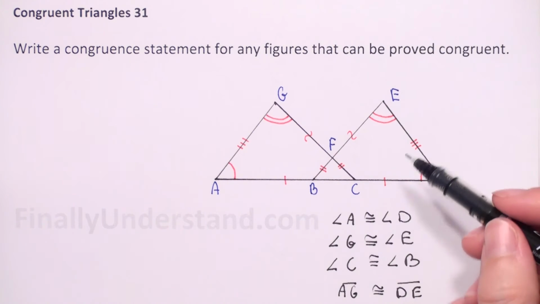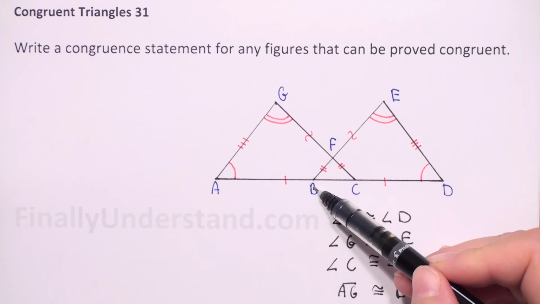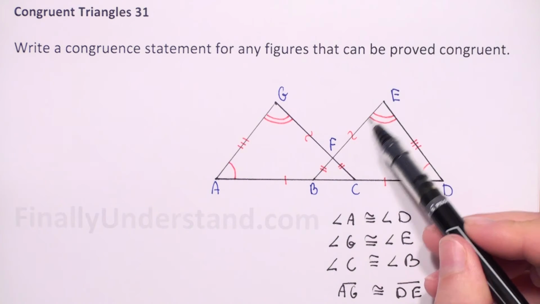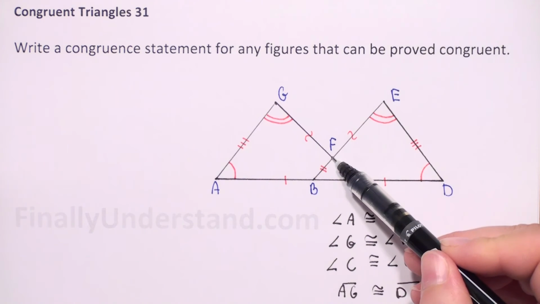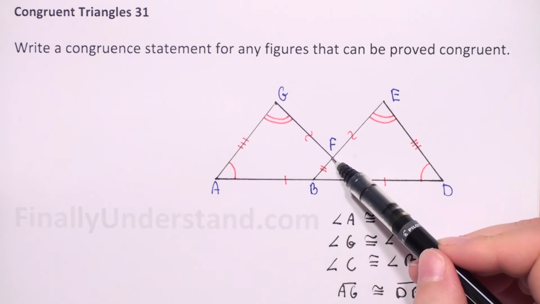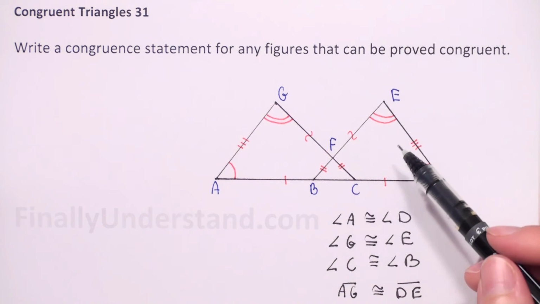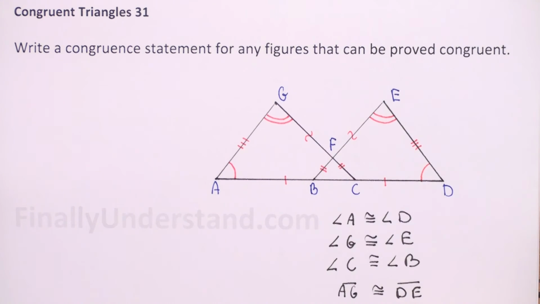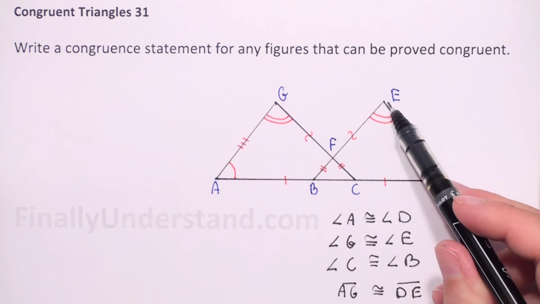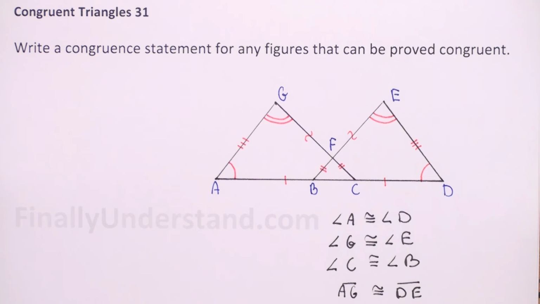What next? Because segment side EB is divided into two segments, and this EF is the same like GF and FC is the same like FB, we can write that segment CG is congruent to segment BE. So we see that corresponding sides are congruent too.